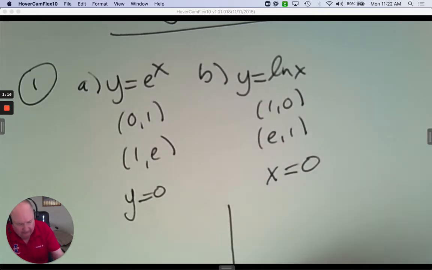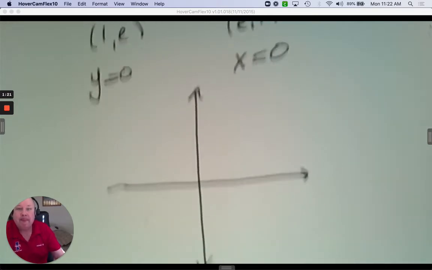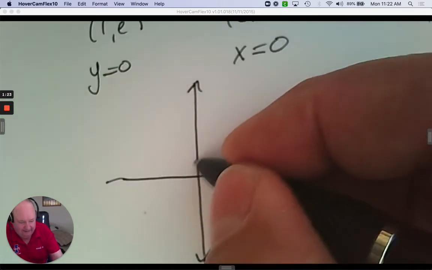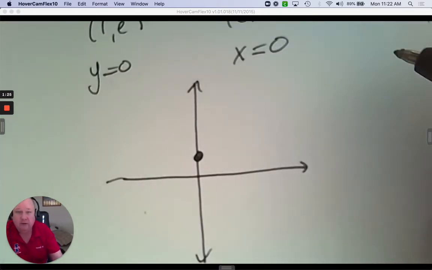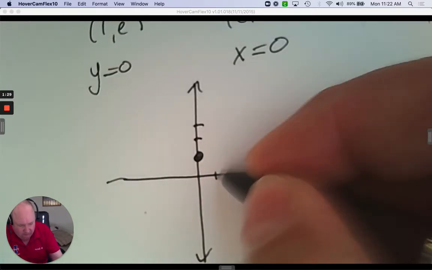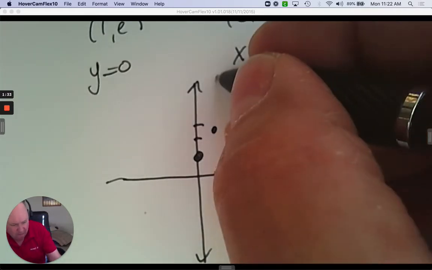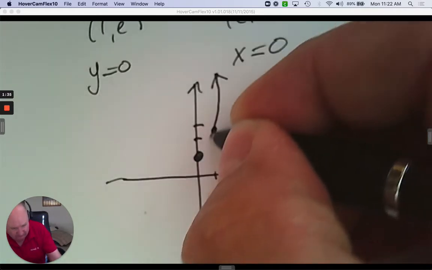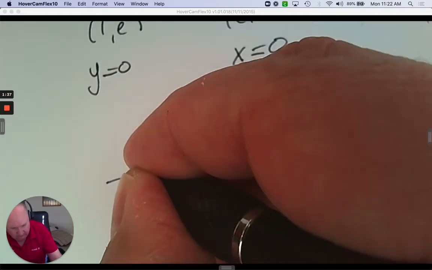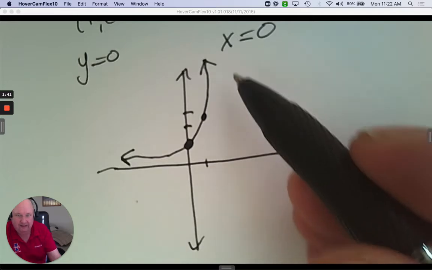So I want to graph these together on the same graph. For e to the x, we have (0, 1) and (1, e), which is about 2.7. And we have an asymptote. I'm not going to draw the asymptote because it'll get a little confusing. I'm just going to draw the curve without drawing the specific asymptote, but there is an asymptote at 0. That's e to the x.